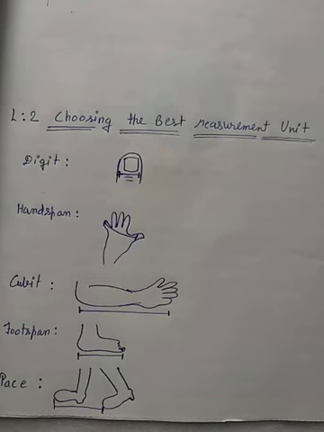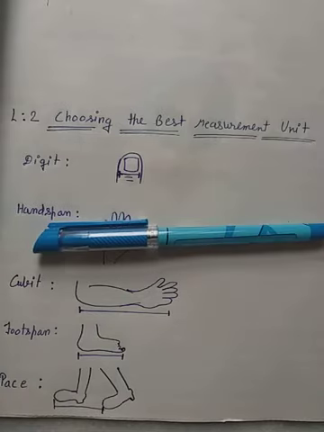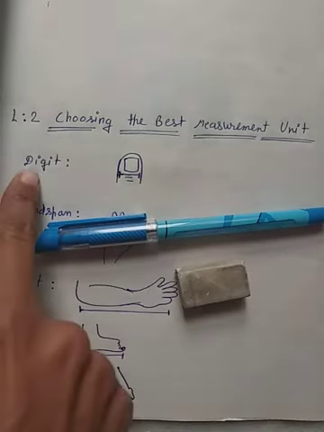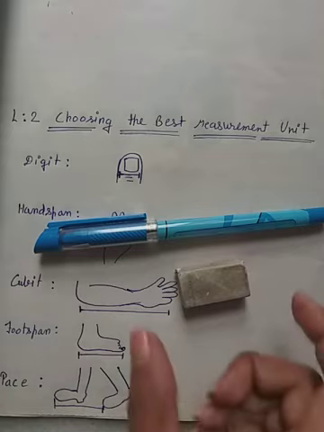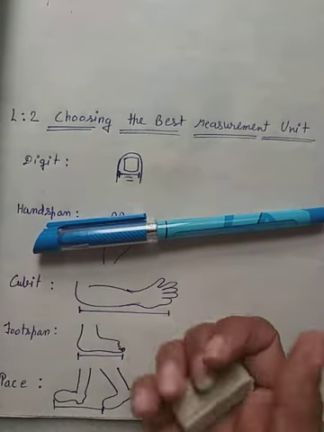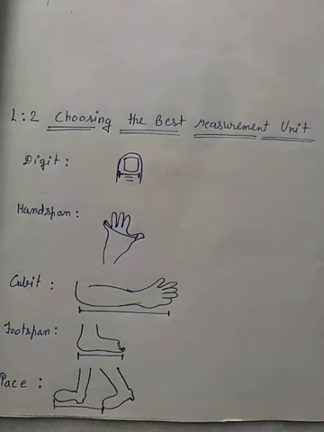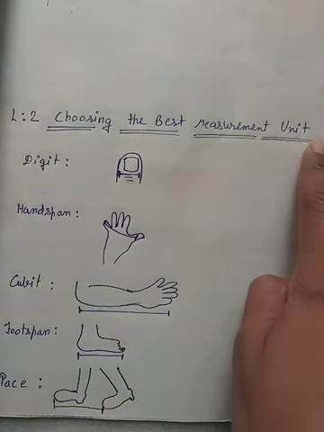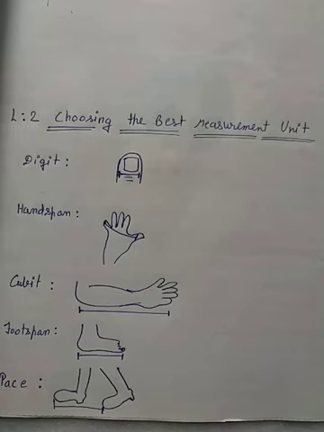Okay, and we have to find out which unit is better to choose for measurement, like measurement of a pen or eraser. Which unit is suitable for measuring these objects? That's called measurement units. Okay, let's come to our book. I hope you all understand the topic explanation about our length, lesson 1 and lesson 2.